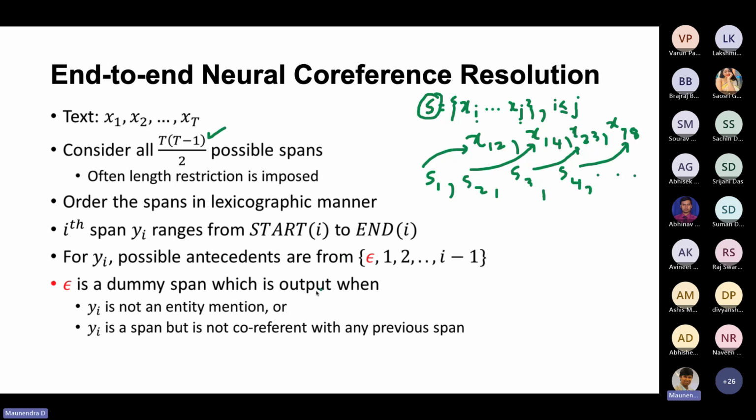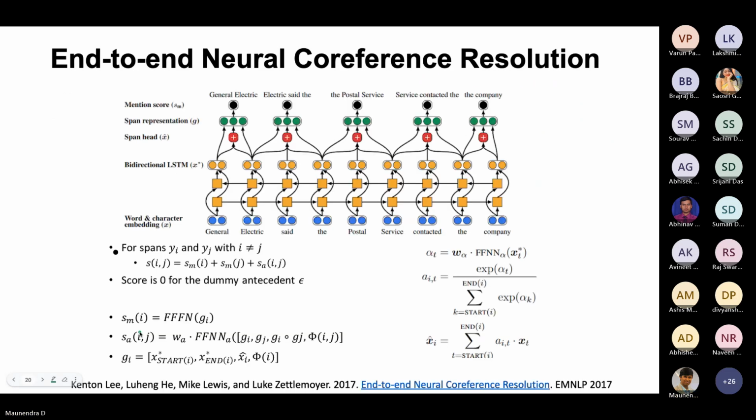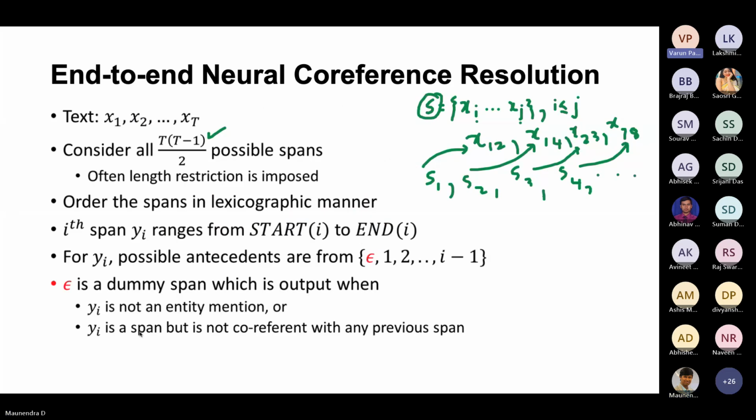Epsilon is a dummy span, which is output when there is not an entity mention, or is a span but not co-referent to any previous span. So this is one. Yes. Sir, here X are sentences or X are just simple words? These are the tokens. These are the tokens.